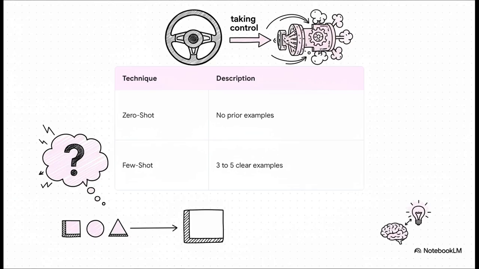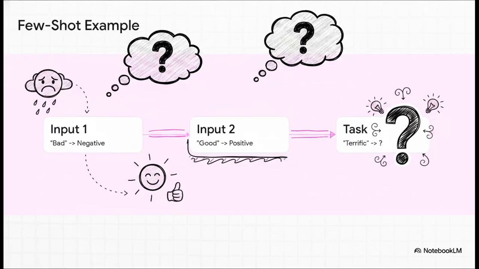First is zero-shot prompting. This is what most of us do casually, just asking a question blindly with no prior examples. It works fine for simple queries, but few-shot prompting? That's where you actually take control. By giving the model a few specific examples right in your prompt, you're setting the exact tone, structure, and format you expect back. Anthropic's guidelines actually tell us that providing 3 to 5 clear examples is the absolute sweet spot.